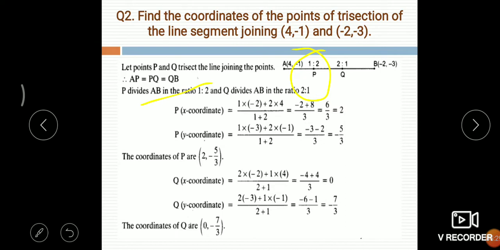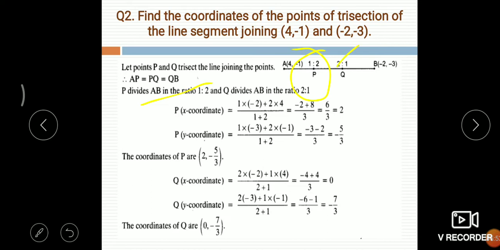So here we got the values of m1, m2 and we have the coordinates of A and B. Substituting these values in the section formula, I got the abscissa of point P as 2 and the ordinate of point P as -5/3.